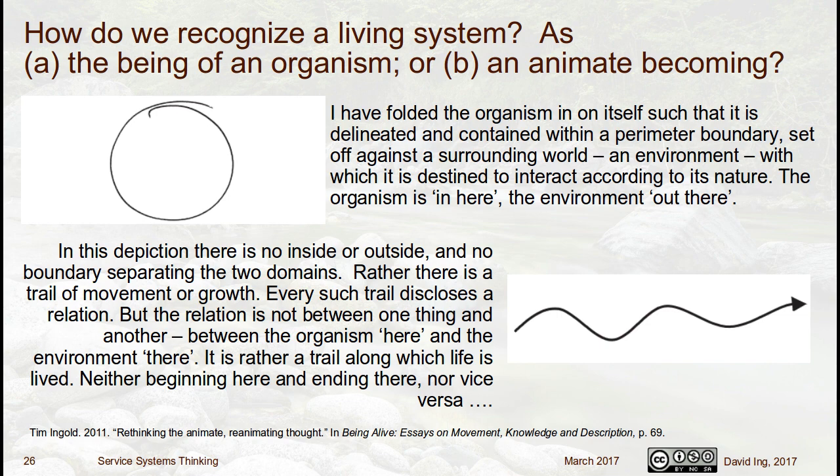So, Ingold draws this kind of circle, I think. How do you read that? What does that mean to a person? And you're in a systems class, right? So most people draw the circle and think, oh, that must be like you have the system on the inside and you've got the environment on the outside. Well, actually, he doesn't mean that at all. He means follow the line. It's a line. And so what he says is, in this depiction, there's no inside or outside. There's no boundary separating the two domains. Rather, a trail of movement and growth.